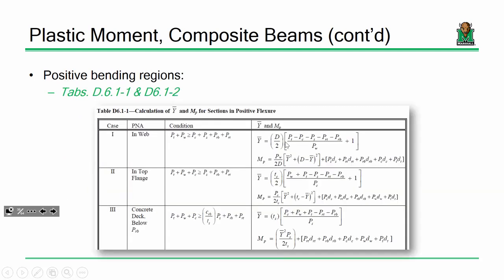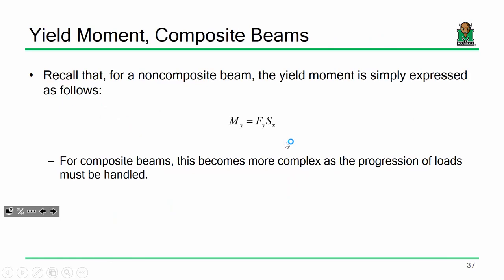Luckily, the spec derives all that for us, and that's where all the stuff in Appendix D came into play. So we used this last time, just going down the line. Keep in mind that for positive bending, we neglect the rebar. For negative bending, we neglect the slab. All right? Sound good? Okay.